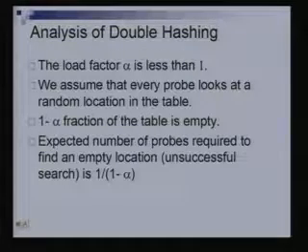So 1 minus alpha fraction of the table is empty. Suppose my search was an unsuccessful search. What does an unsuccessful search mean? That the element is not in the table. When does an unsuccessful search stop? When I get an empty location.